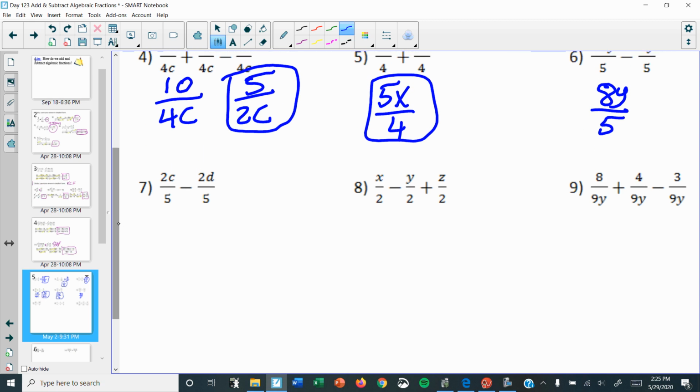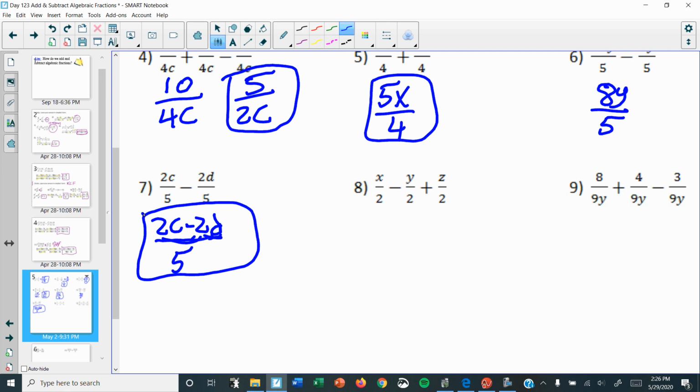Now, this one's an interesting one. 2c minus 2d. Well, first of all, the denominators are the same, so it's over 5. Now, kids go, what am I supposed to do? 2 cats minus 2 dogs. What is that? Guess what it is? It's 2 cats minus 2 dogs. If you can't combine it, then don't combine it. There's your answer. That was kind of a stupid question.